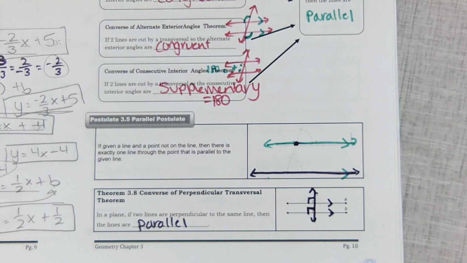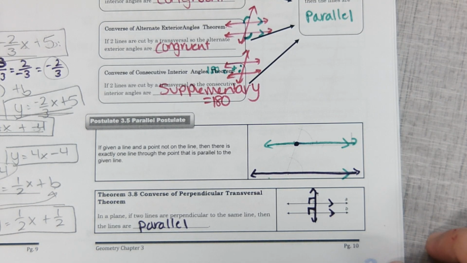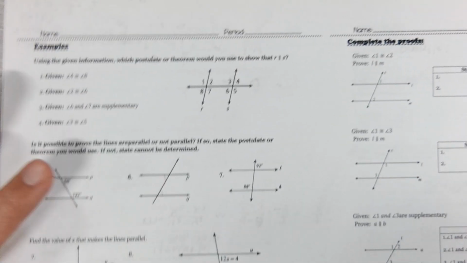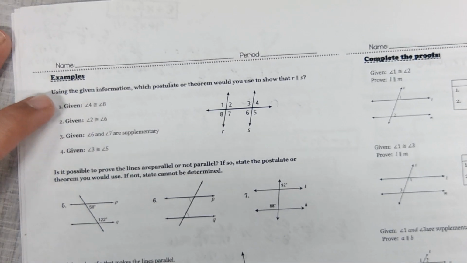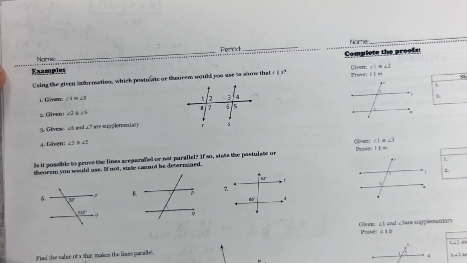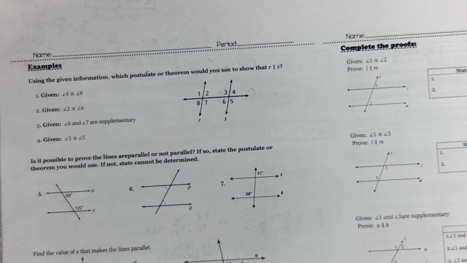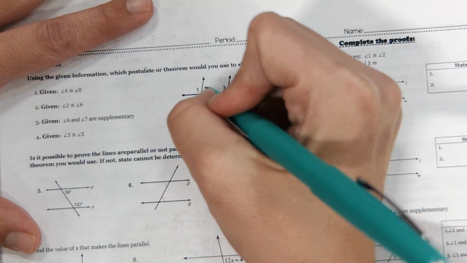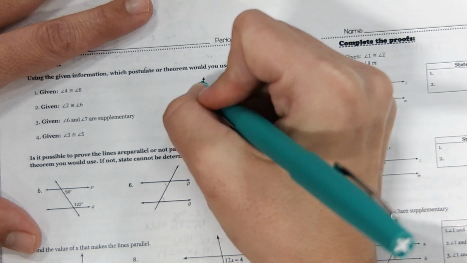Let's look at the back. Okay, so on the back, we're just going to do this part right here, and then we'll finish this up tomorrow. So here it says, use the given information. Which postulate or theorem would you use to show that R is parallel to S? So R and S right here, these being parallel.